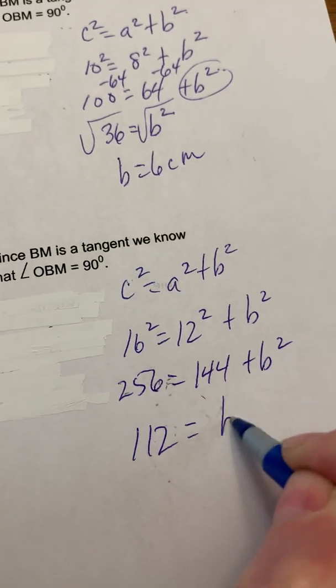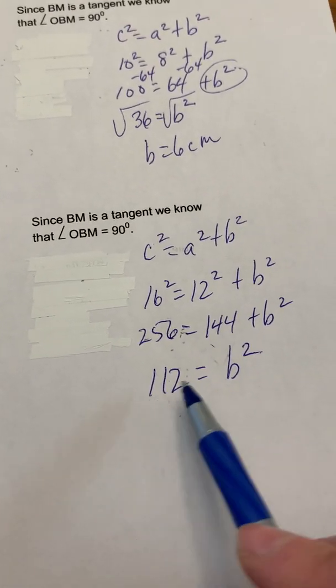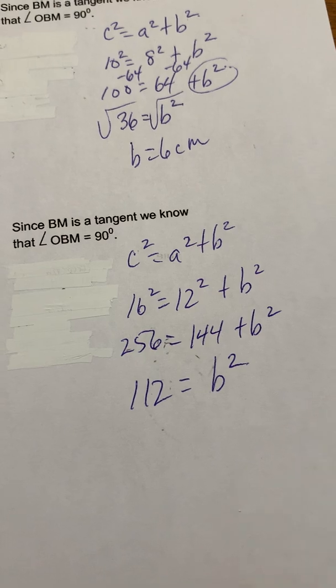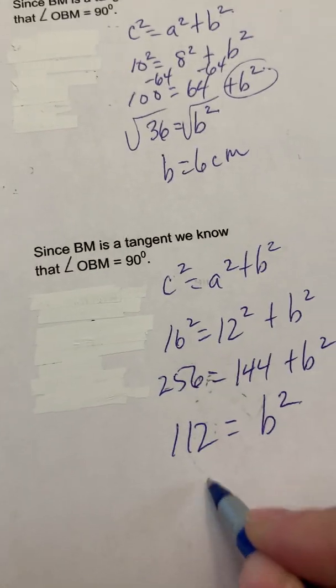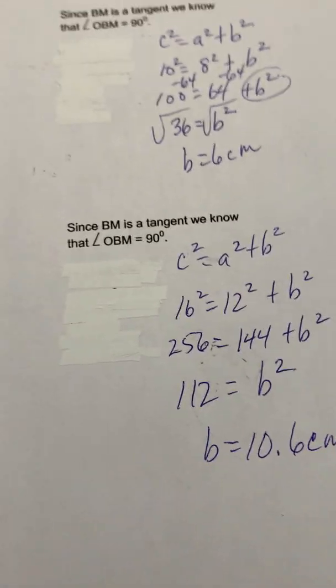This one's not going to work out as beautifully. Through our benchmark skills, though, we know it's going to be around 10 because it's close to 100, so we just find the square root of that using a calculator, and you get b is equal to 10.6 centimeters.